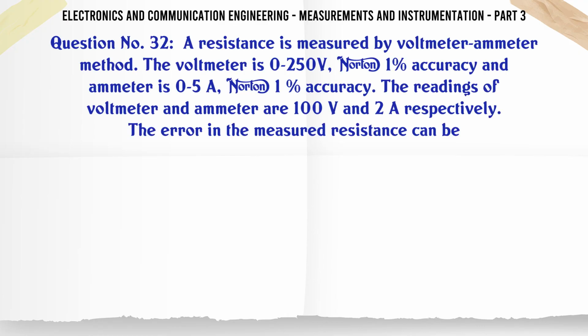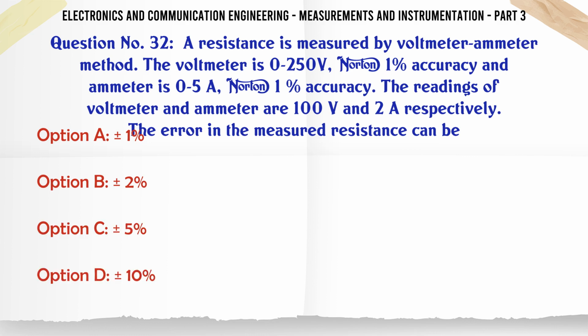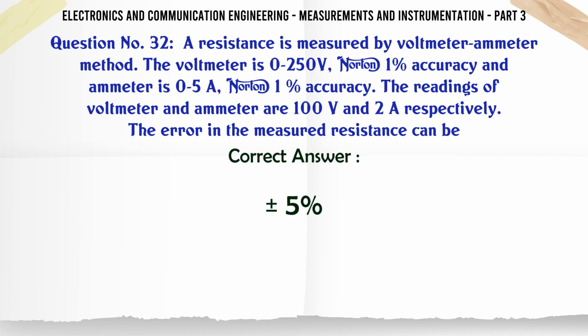A resistance is measured by voltmeter ammeter method. The voltmeter is 0 to 150 V, 1% accuracy and ammeter is 0.5 A, 1% accuracy. The readings of voltmeter and ammeter are 100 V and 2 A respectively. The error in the measured resistance can be: A, 1%; B, 2%; C, 5%; D, 10%. The correct answer is 5%.